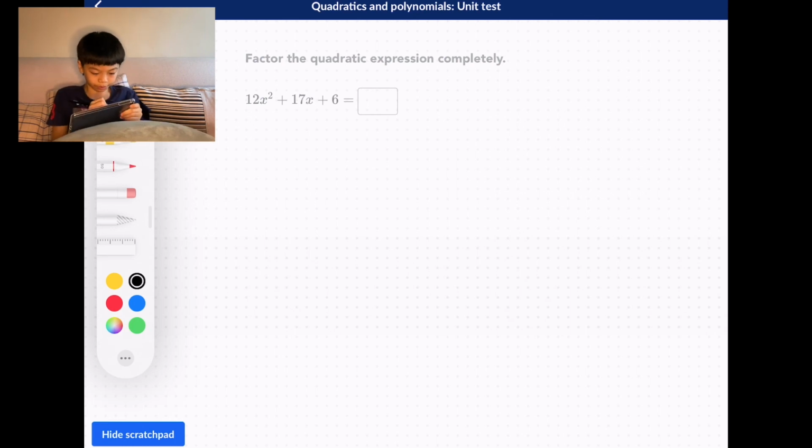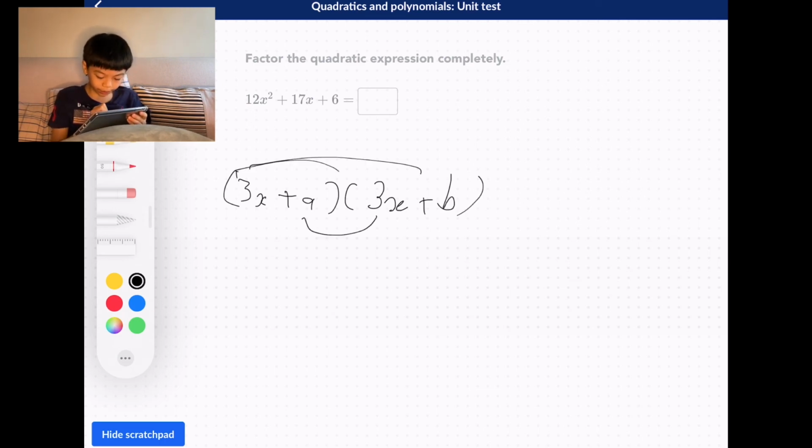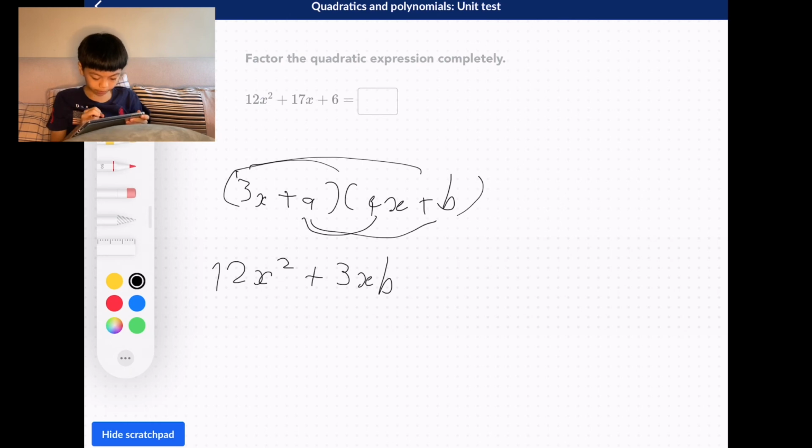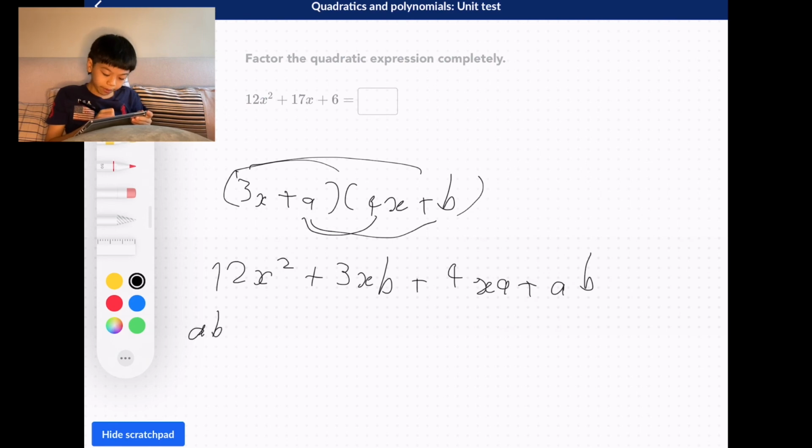We've done this type of question before. This should be easy. Now I would go for 3x because it's still a factor of 12, plus a, 3x and b. Multiply them like so again. Oh wait, hold on. 4x, 12x squared plus 3xb, plus 4xa plus ab. Ab equals to 6. 4a plus 3a equals to 17.